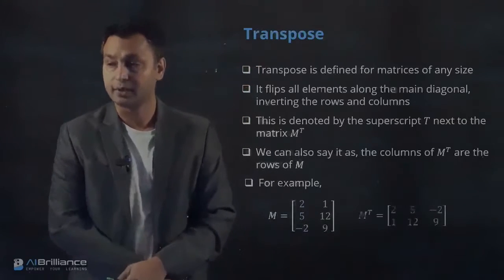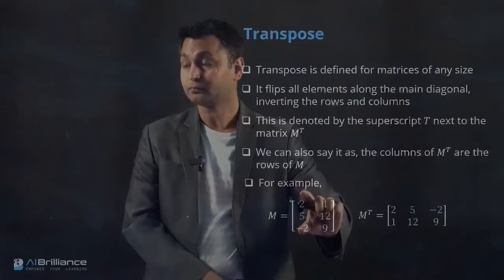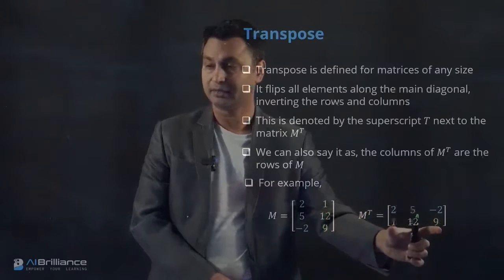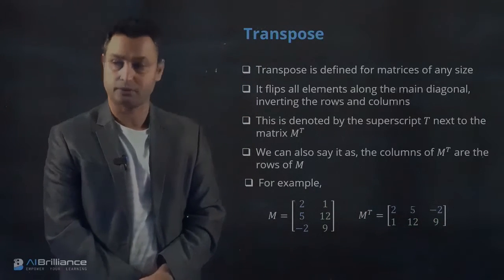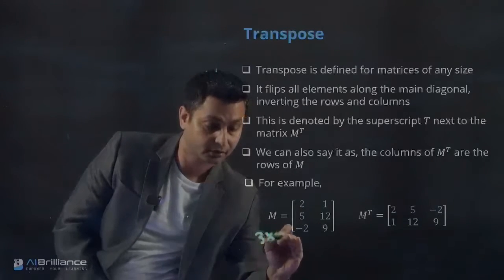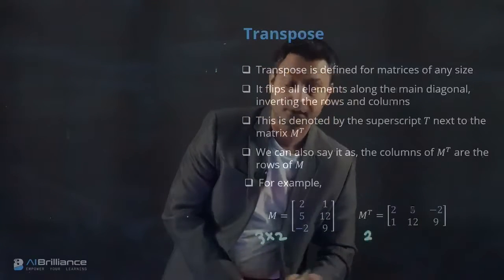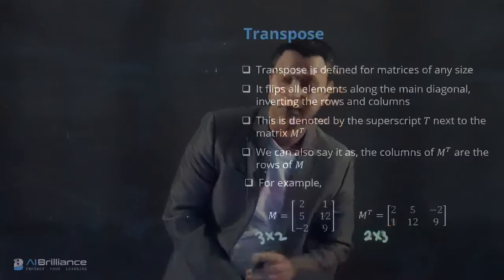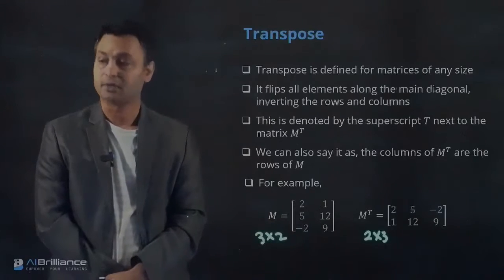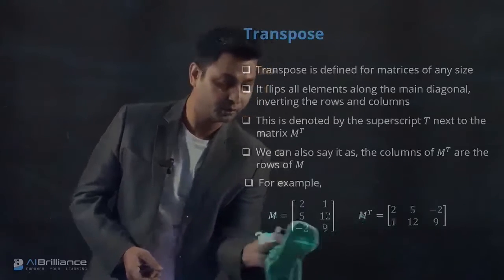Let's see how this looks. When doing this transpose, I take this column of the matrix and convert it into a row, and I take this other column and convert it into this row. This is what the transpose is. One thing to note is that the dimension of M is 3 cross 2, 3 rows and 2 columns. When we take the transpose, it becomes 2 rows and 3 columns. So the dimension also changes during the transpose operation. This is a simple example of how to take the transpose of a given matrix.